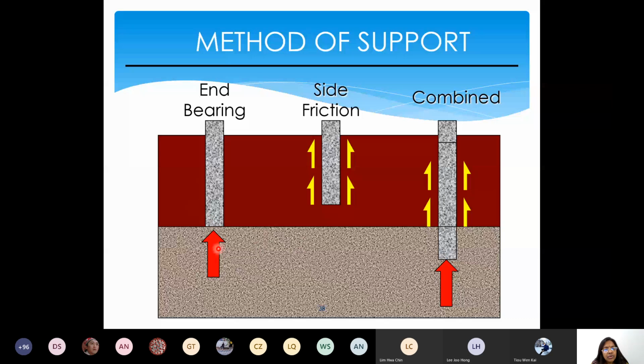What type of soil might it be? Just a guess. It can be wrong, don't worry. Quick. What type of soil might it be? I say this can resist this material. In what type of soil can you go for end bearing? In what type of soil can you go for side friction? In what type of soil can you go for combined friction and end bearing?